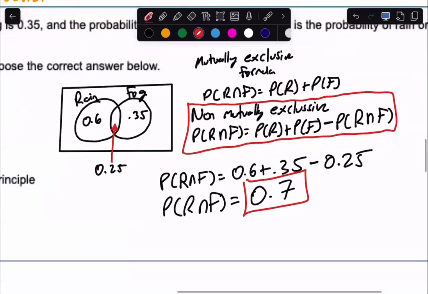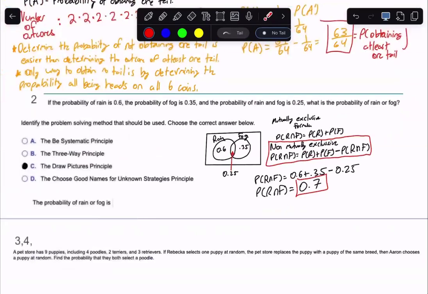This one for sure will be on your test, so make sure you just follow the formula. And then for non-mutually exclusive, I'm not going to tell you whether it's mutually exclusive or non-mutually exclusive. That's the part you have to figure out. Is there a probability that I can have both outcomes? If it's true, you use this one. If it's not, then you use this formula. Okay, so that's number 2.